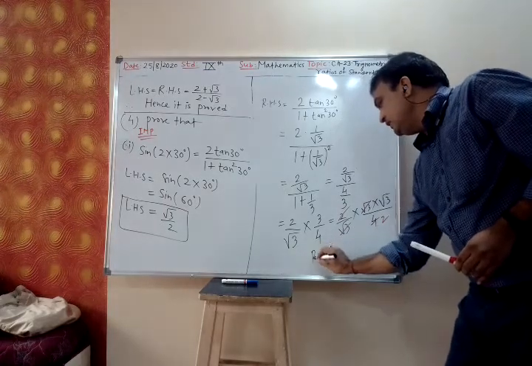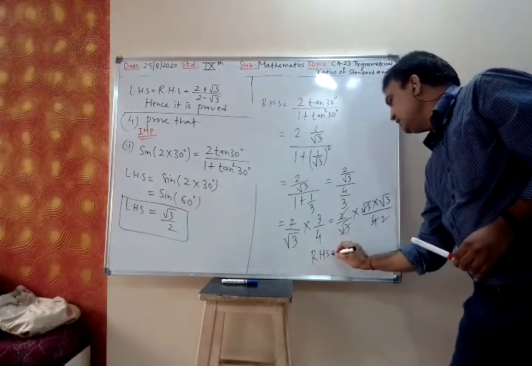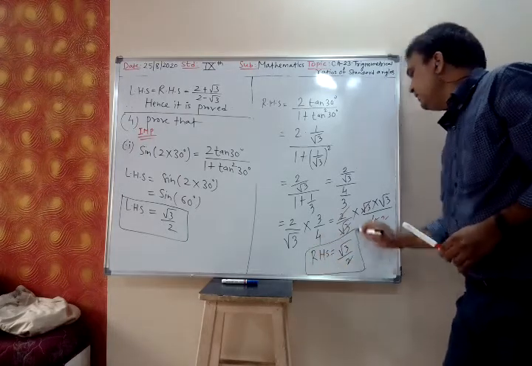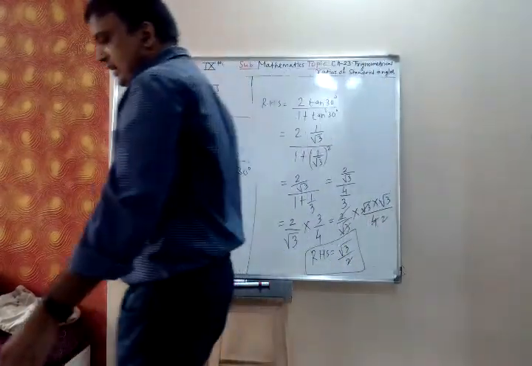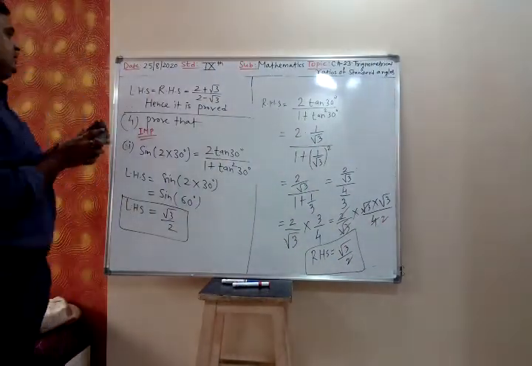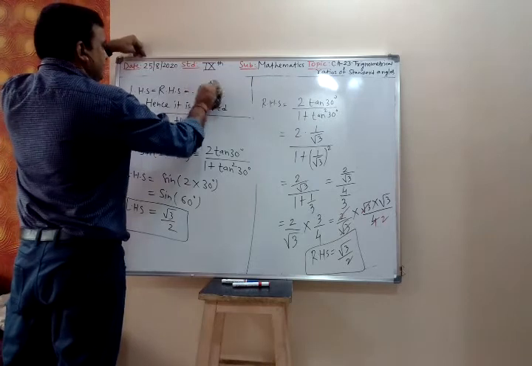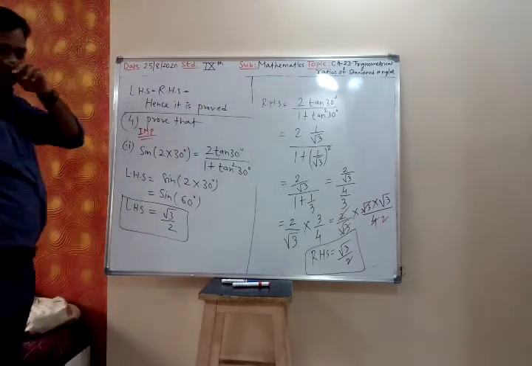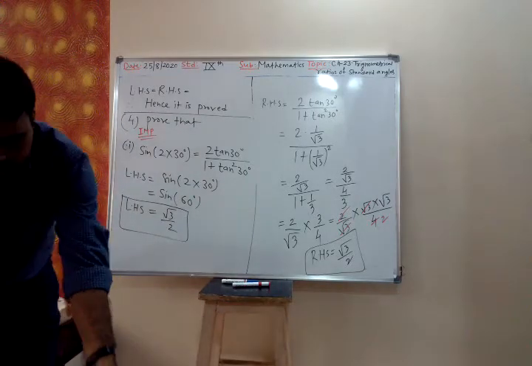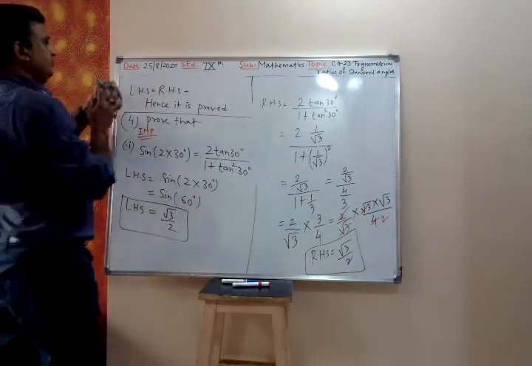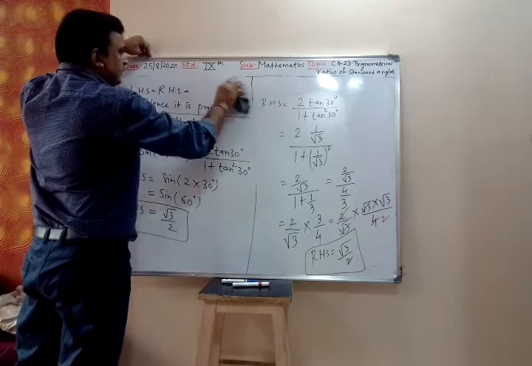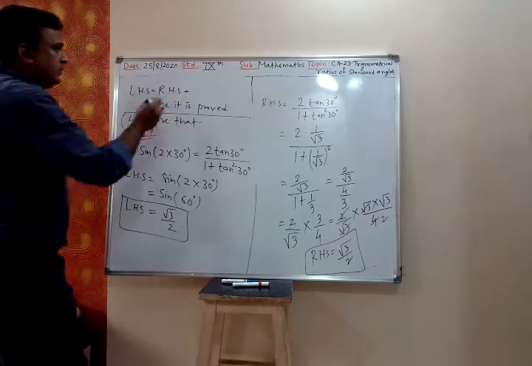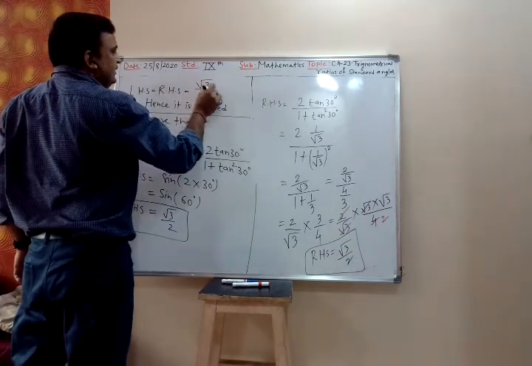Yes, so right hand side is root 3 by 2. So my left hand side is root 3 by 2. My right hand side is root 3 by 2. So left hand side is equal to right hand side is equal to root 3 by 2. Hence it is proved.